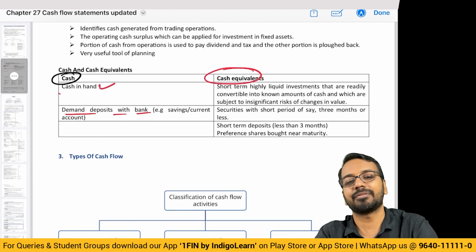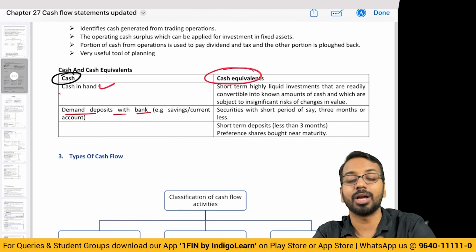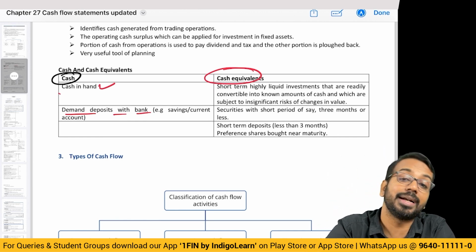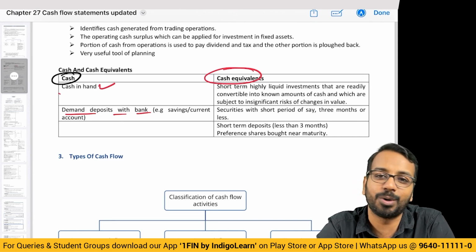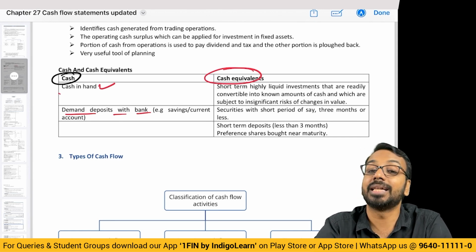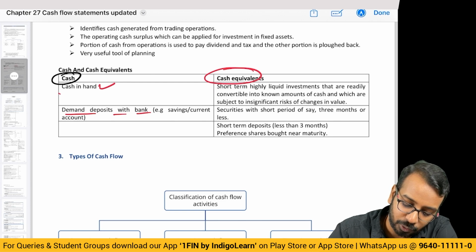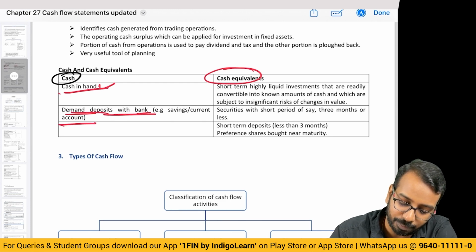For example, if I have a savings account or if I have a current account, I go to the bank and say, I need to withdraw entire money. Bank cannot say, I will not give you. It has to give me back. That is called demand deposit. So cash includes cash in hand and demand deposit with bank.